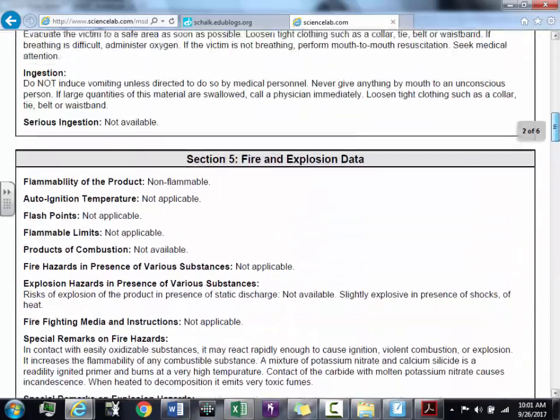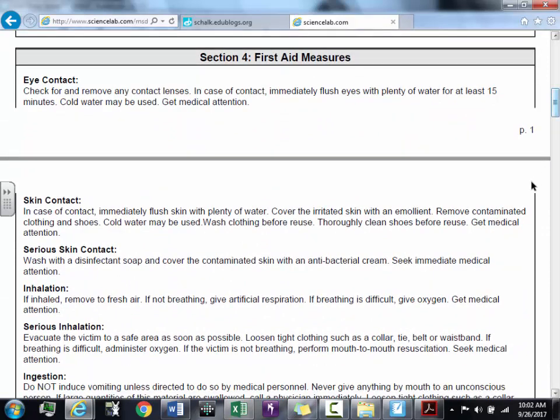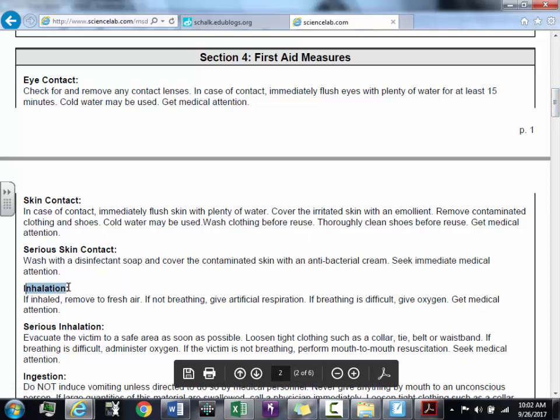Another thing that sometimes is useful, I didn't ask you on it, but sometimes it's good to know about things like first aid measures, like what happens in case of skin contact, what happens in case of inhalation. Right. So anyways, hopefully that gives you some more stuff to work on.